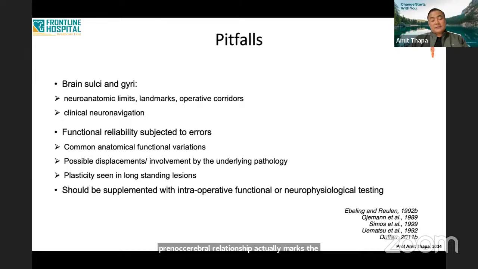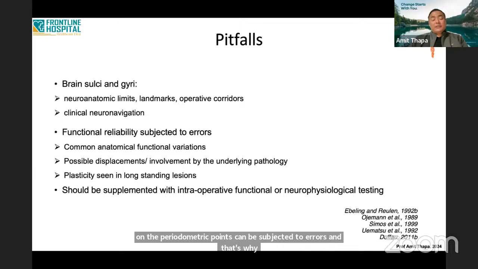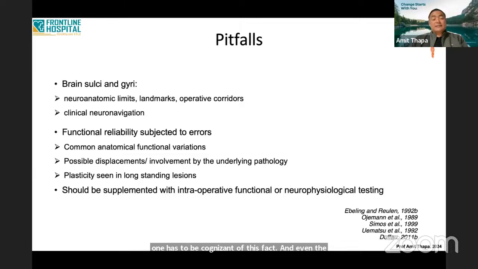And as Dr. Rivas has already told in his presentation, there can be anatomical and functional variations even between the two hemispheres. And that's why relying completely on the craniometric points solely can be subject to errors, and one has to be cognizant of this fact. And even the underlying pathology can displace the gyres and sulci, or even involve them, particularly intraventricular pathology, which can even dilate the structures.